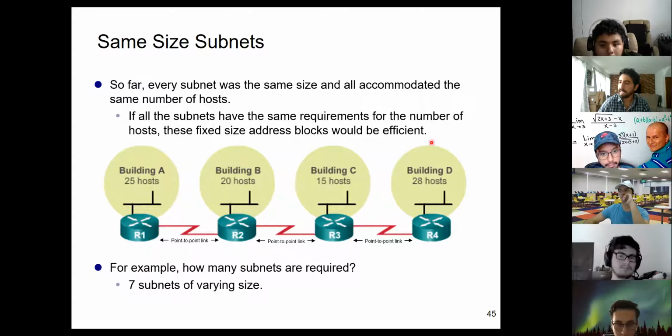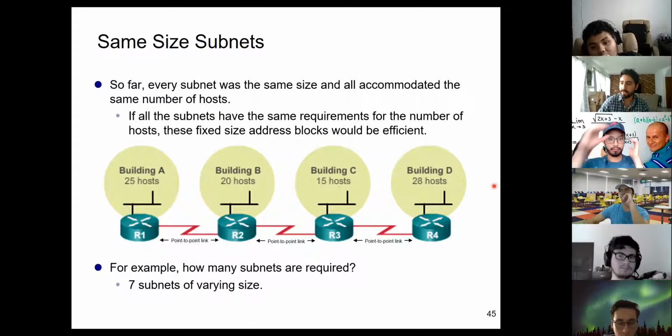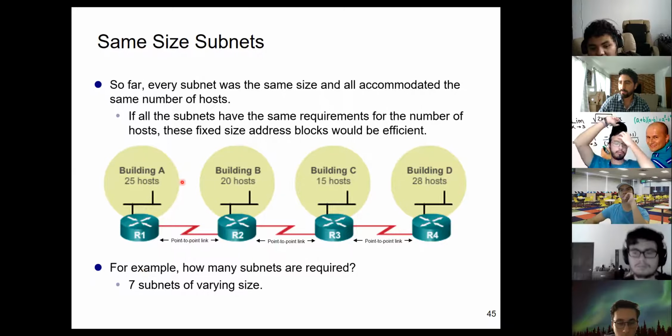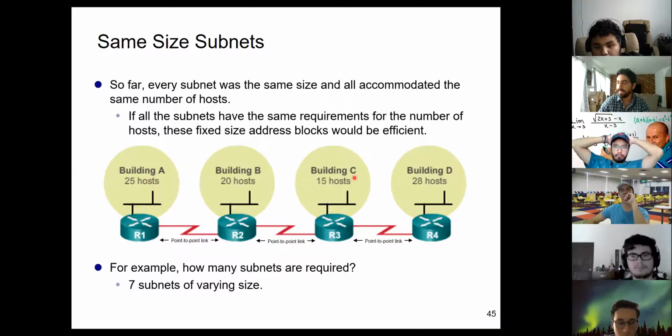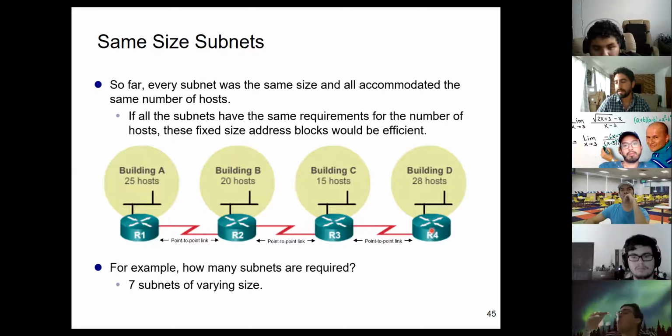So if I give you this example, and they say, okay, design this, you say, I need 7 subnets: one for building A, building B, building C, building D, and for communication between building A and B, between B and C, and between C and D. So you want to have 7 subnets, but they are all going to be basically fixed. So you're going to assign 3 bits to have 8 subnets.